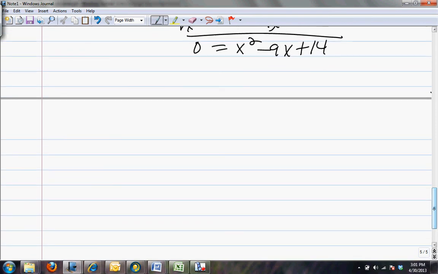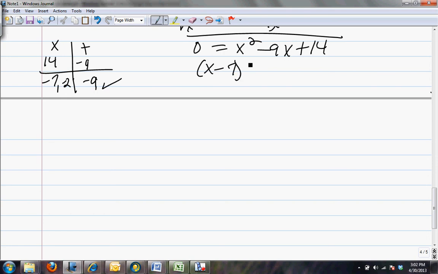All right, so now that we have our quadratic set equal to 0, we learned many ways to solve this. You could use a quadratic formula. You could factor. You could graph it. I always try to factor first and see if that comes easily. So find two numbers that multiply to 14 and add to negative 9. Those two numbers would be negative 7 and negative 2. Because negative 7 times negative 2 multiplies to 14. Negative 7 plus negative 2 adds to negative 9. Check. So this factors into x minus 7, x minus 2.